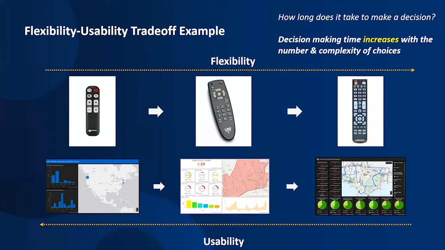And here, I want to highlight one thing, which is how long does it take to make a decision? What do you think? The decision-making time increases with the complexity of the choices. Imagine you are offering this dashboard to your users. It will become very difficult for them to take the decision because you are giving a lot of information. But maybe they want to see one KPI and the map to take the right decision.